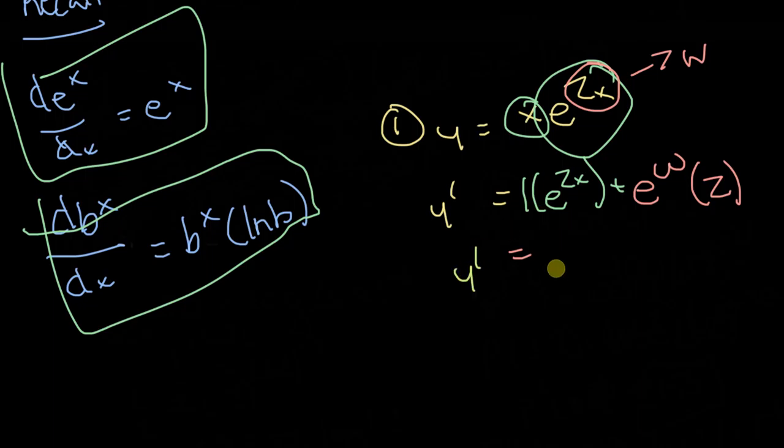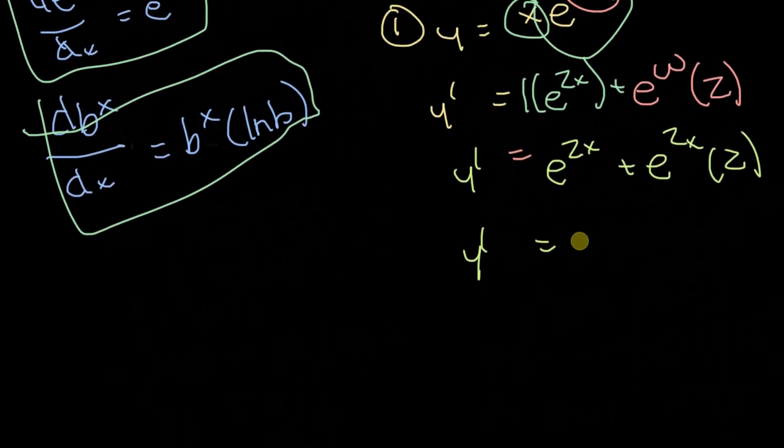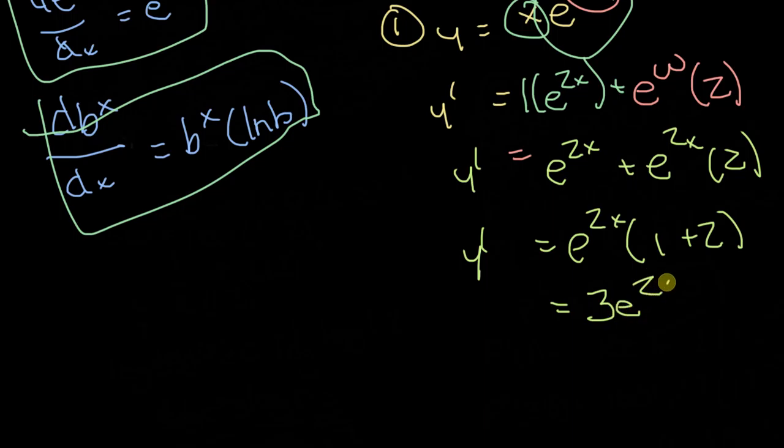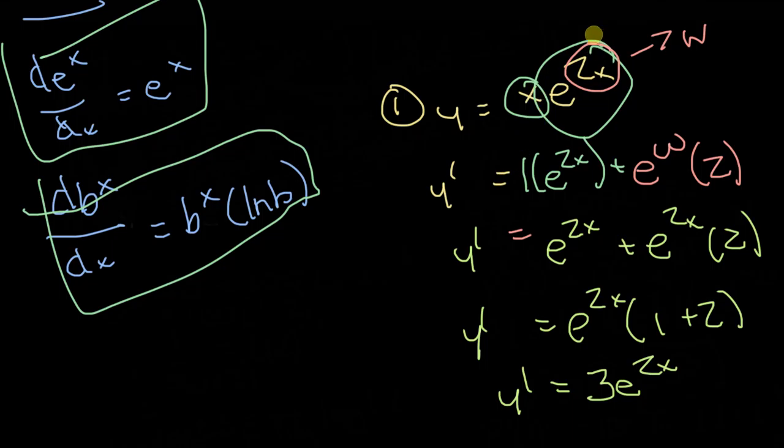So what we're going to do, this is equal to e to the power of 2x plus e to the power of 2x times 2. So what we can do is factor out this e to the power of 2x because it's common in both. And we'll have a 1 here and a 2, which leads us to 3 times e to the power of 2x. So there we successfully differentiated this equation.